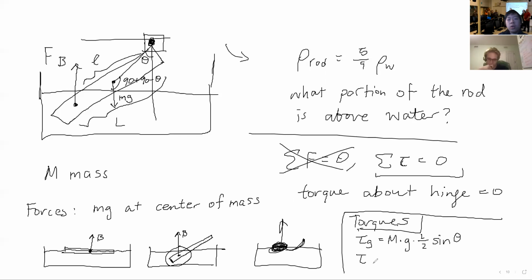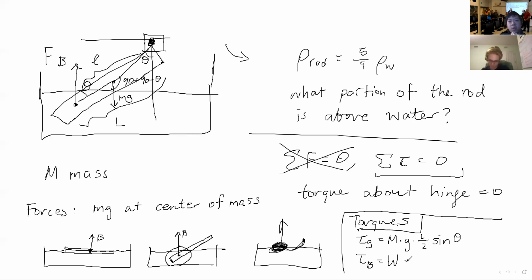But then what about the torque from the buoyancy force? The torque of the buoyancy force is equal to, okay, let's think about this. The buoyancy force is going to be equal to the weight of the water that's displaced by the thing. So let's just call this W for now. But then this angle is again going to be theta.